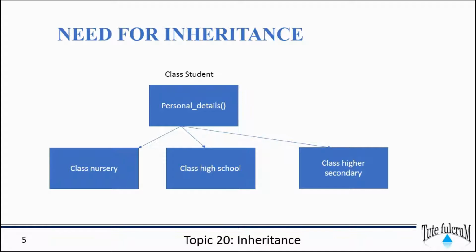So we have the class student here as the parent class, from which we are deriving the three classes nursery, high school and higher secondary. So these classes will be the child classes. Using inheritance, we have to write the function only one time instead of three times, as we have inherited the rest of the three classes from the base class student.